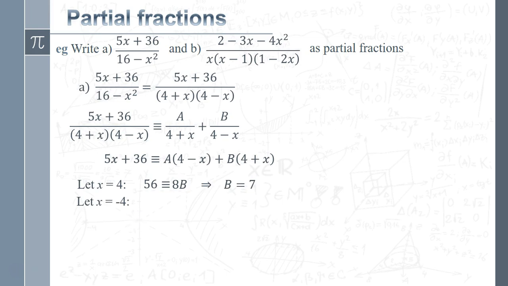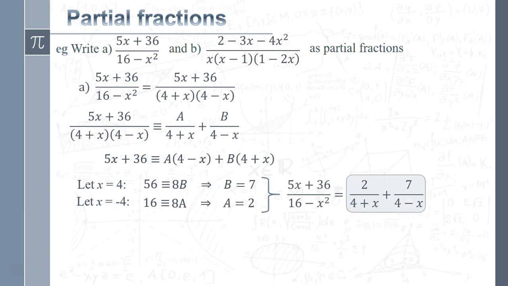And then if we let x equal minus 4, that's going to make that whole thing disappear. This bit here, now I've got to be careful. So I've got 4 minus minus 4. So that's going to become 8a. And over here I've got minus 20 plus 36. So that's going to be 16 equals 8a. So we've got a equals 2. And there we go. There's our fraction, becoming 2 over 4 plus x plus 7 over 4 minus x.